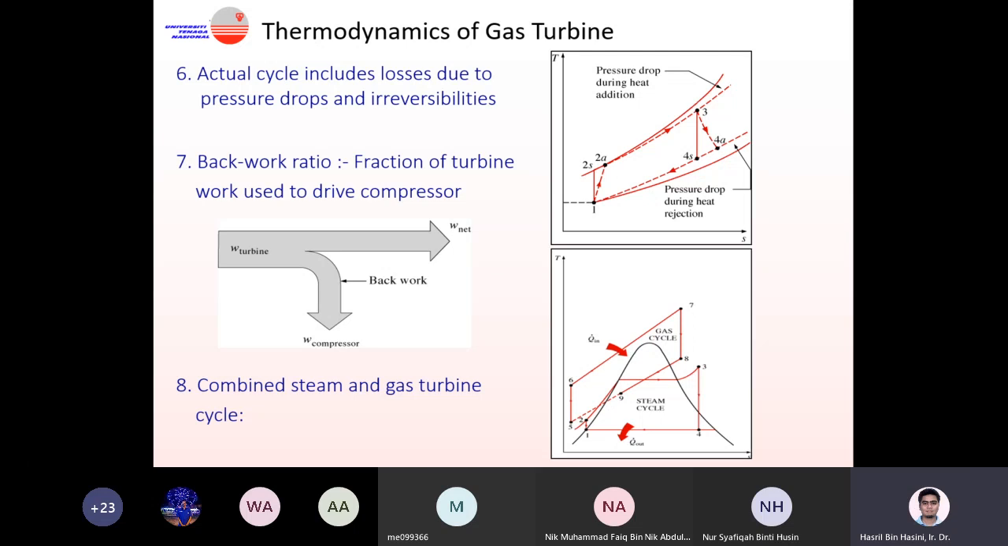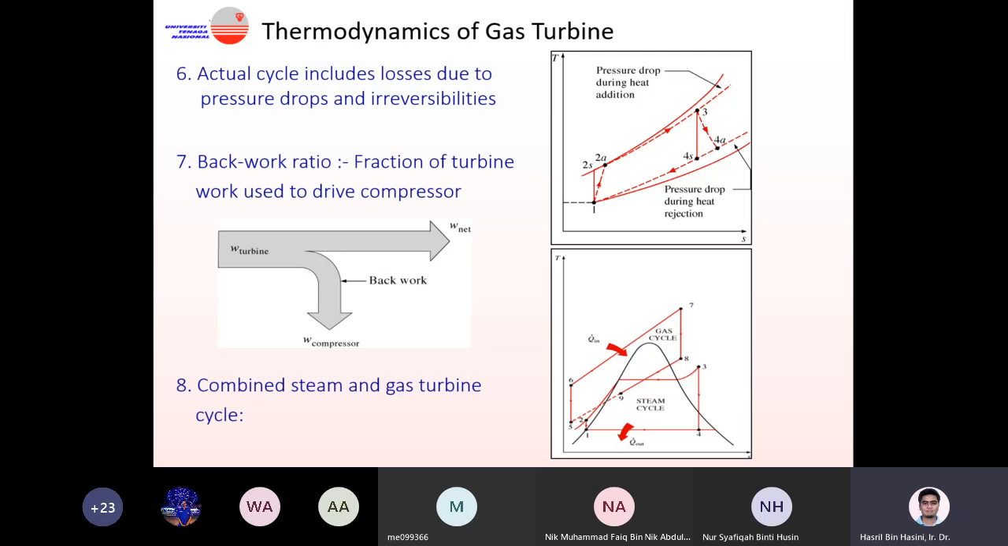Now we have the term that we use to describe the amount of work that is contributed to your compressor. In the gas turbine, you have a compressor and a turbine. The compressor is a work-consuming device. The turbine is a work-producing device. So where does the work come from for the compressor? The work in the compressor is actually obtained from the work produced by the turbine.